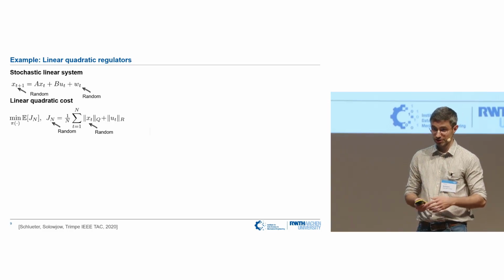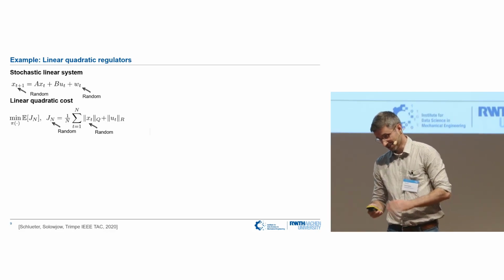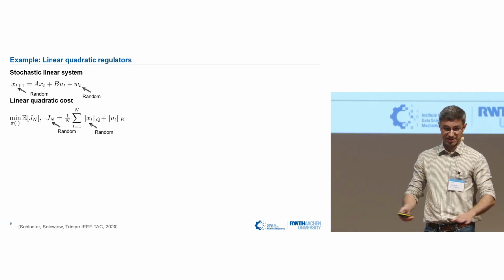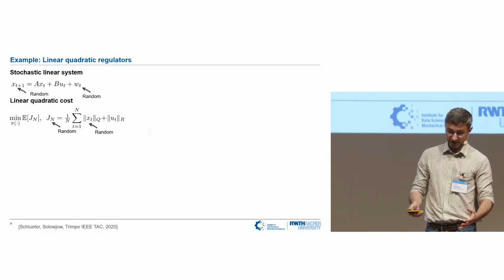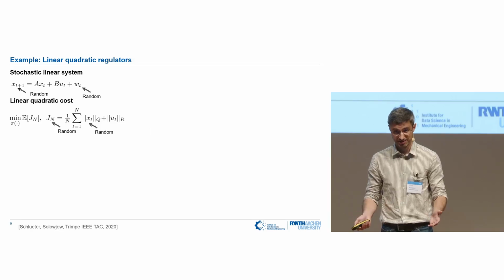This is why we usually also optimize the expected value of it. And this is where we usually stop. We say we can optimize the expected value, we're fine. But we can also look at the distribution of this. And surprisingly, no one has done this.